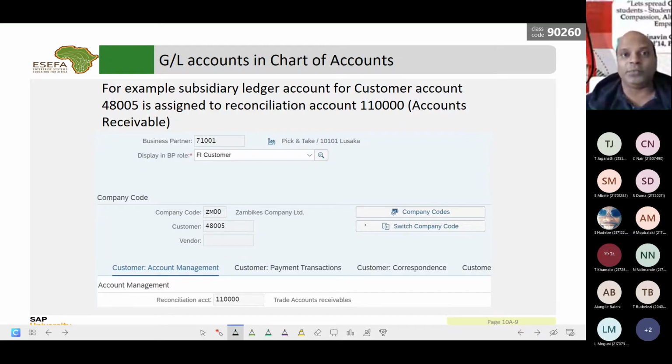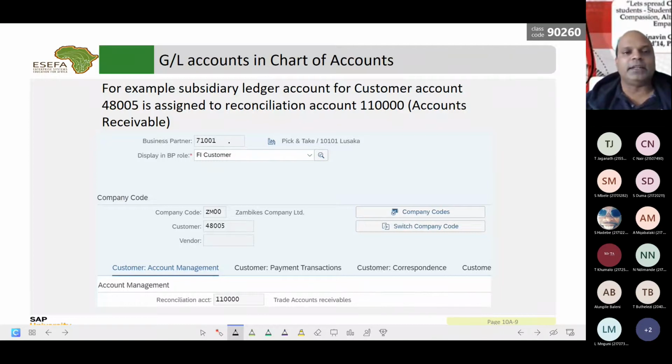We could have been playing around with this, but I am going to do this demo in the next lecture, and hopefully you'll be able to see it, so that I'm not only talking theory. This is not just a demonstration lecture, so that you see for yourself that this is what happens in the S4HANA SAP accounting software that we're using.